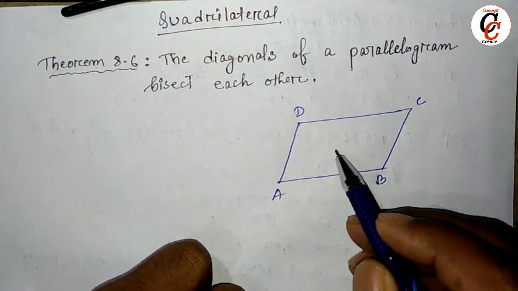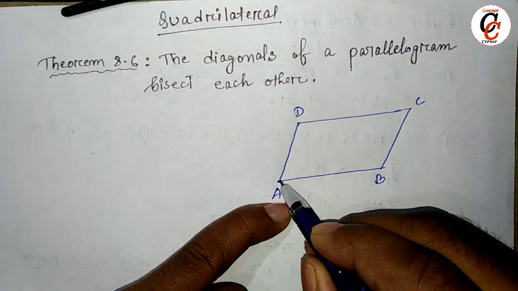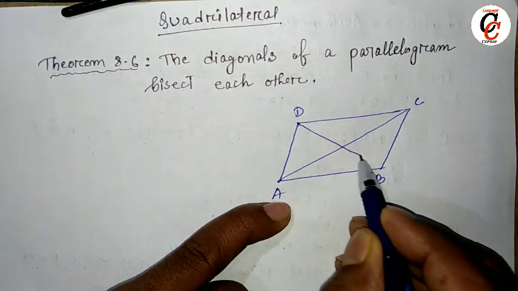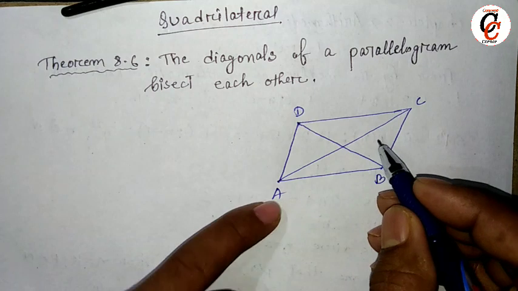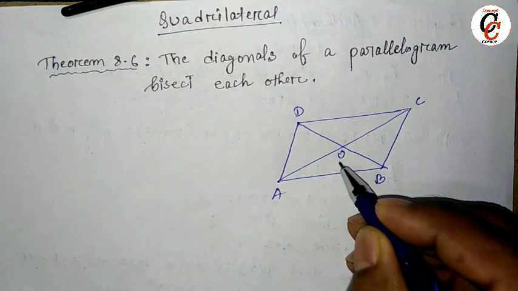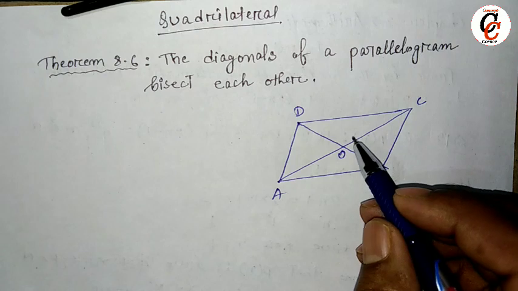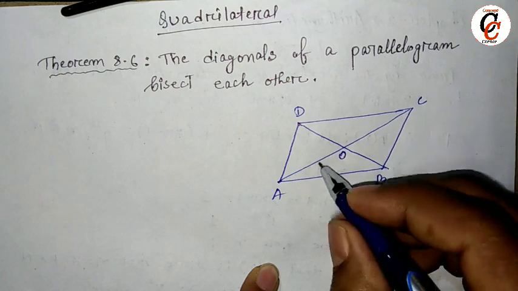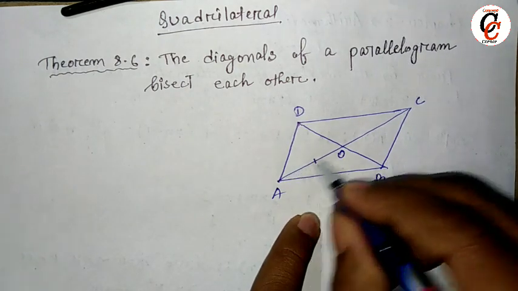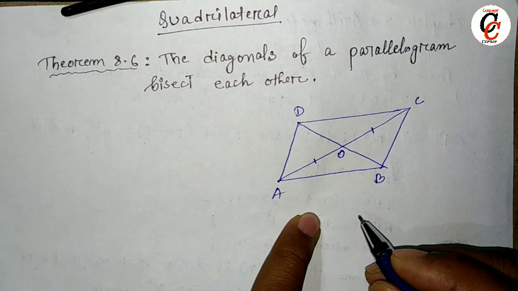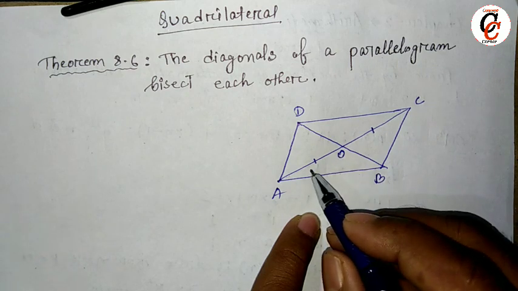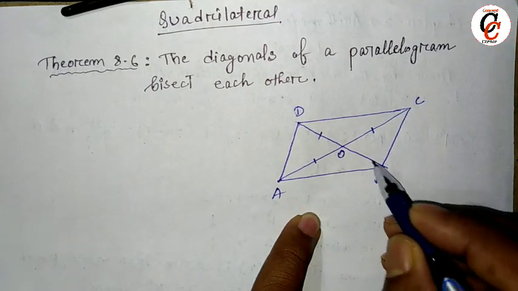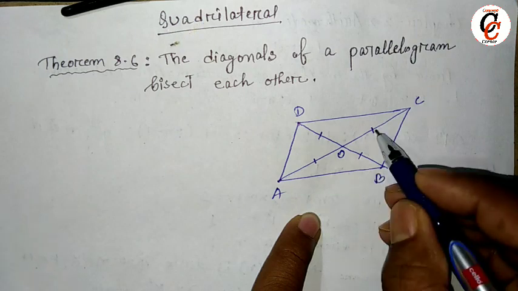Suppose ABCD is a parallelogram and its diagonals are AC and BD. Suppose the diagonals intersect at the point O. We need to prove that diagonal DB bisects AC. That means this part AO and this part are equal, and diagonal AC bisects the diagonal BD. That means this part and this part are equal.